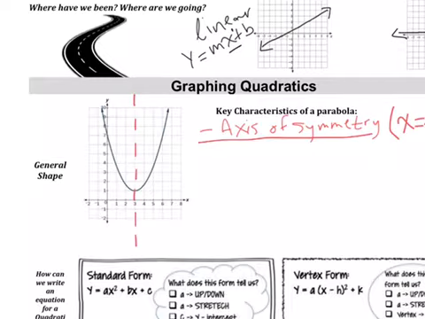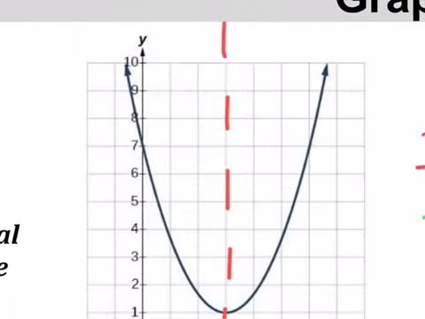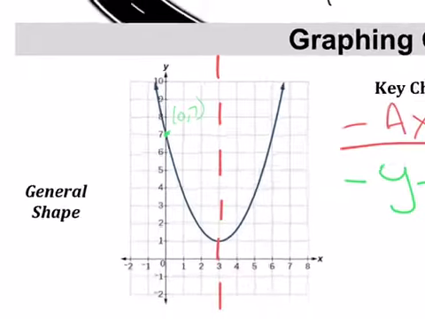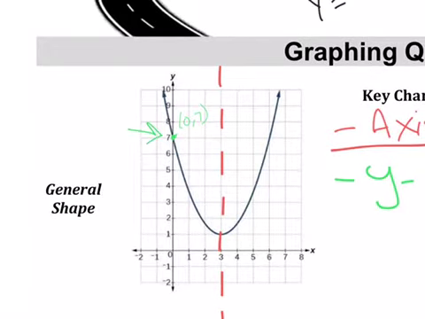What else do we have? We also have our y-intercept. You guys should be very familiar with this. This is no different than linear or exponential. It is still where it crosses the y-axis. In this case, that would be, we'll call that, yep, (0, 7). So I'm going to put my little arrow right there. That is our y-intercept.